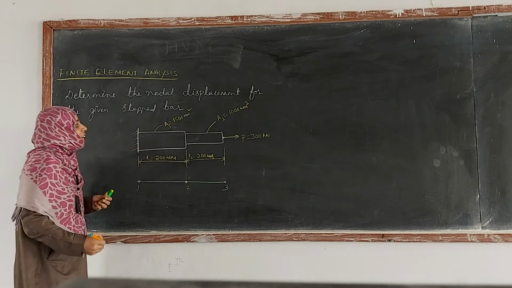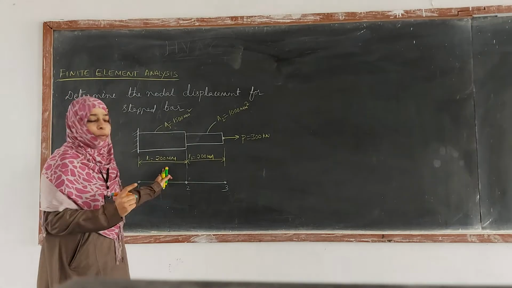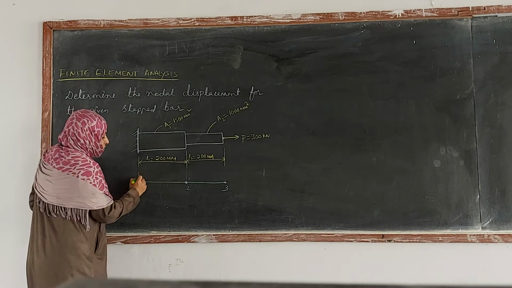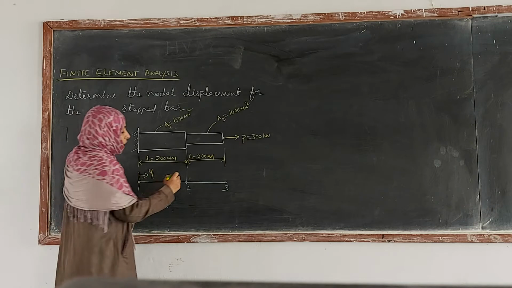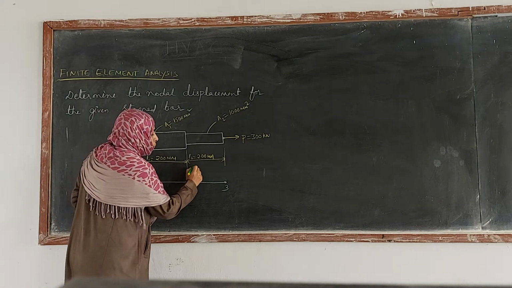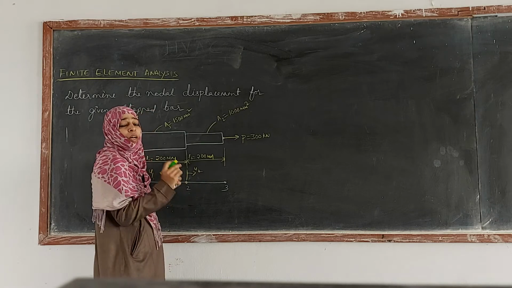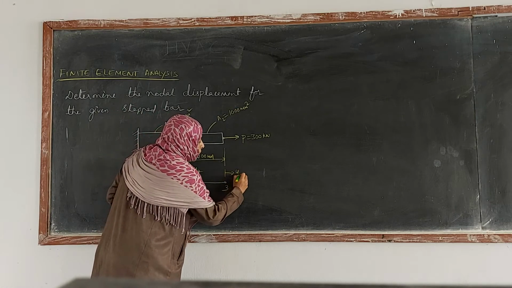Our aim is to find the displacement of this particular step bar. So the displacement which is taking place here we consider as U1, here we take it as U2, and at the third node we consider the displacement as U3.